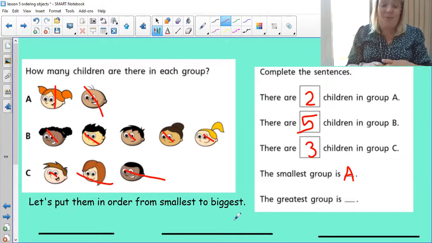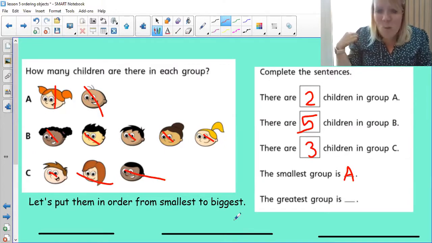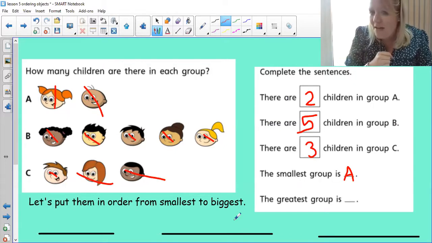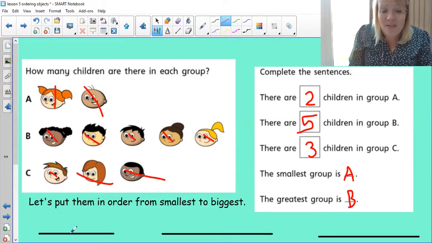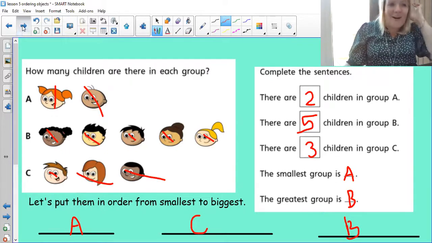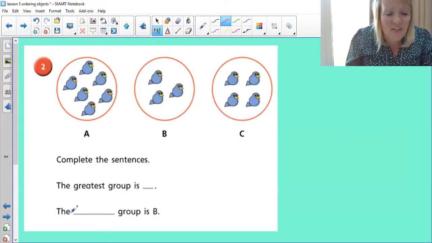The greatest group. So the biggest amount. What's the biggest number on there? Shout it at me. Excellent. Five. So what group is that? B. Fantastic. So B is the biggest group. So if we're going to order them from smallest to largest, we would say group A is the smallest, then C, and then group B. Excellent. Well done, guys.